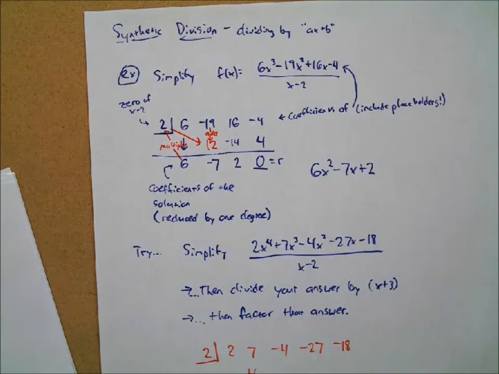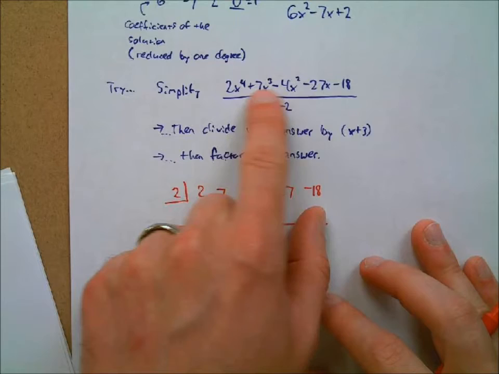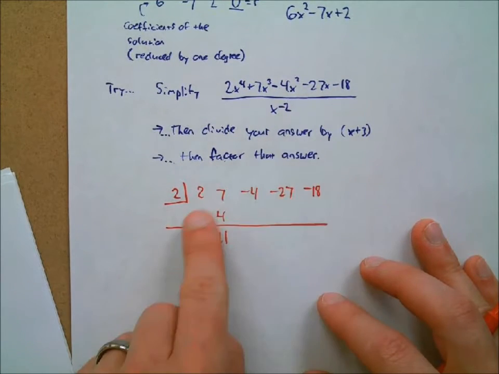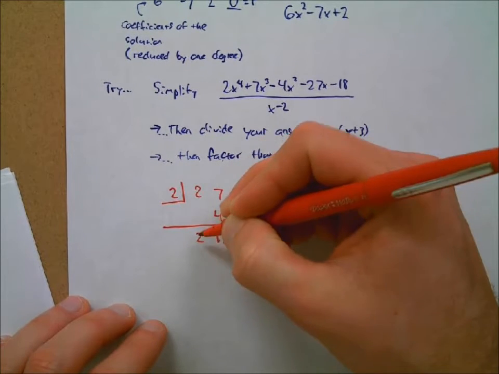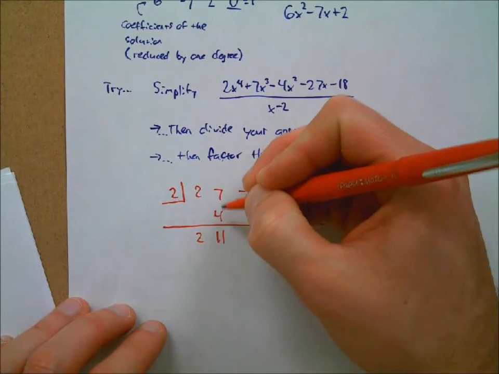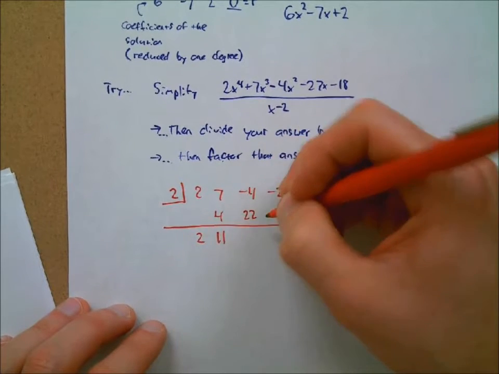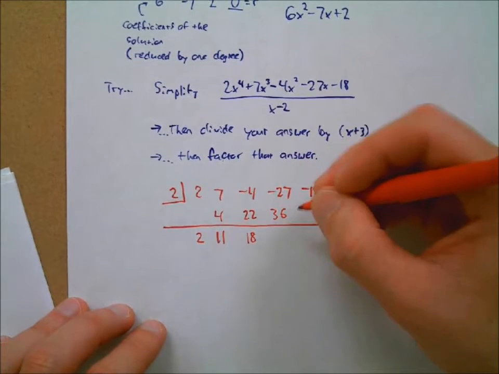Well, all right, so I'll show you this one here. So the same thing, okay? So 2, 7, negative 4, negative 27, negative 18, there they are. We're dividing by x minus 2, so I made it a positive 2 here. I dropped that 2, this 2 goes down, and I did 2 times 2, 4. 7 plus 4 is 11. Okay. I got it. 11 times 2. Adam, where your pen was pointing was confusing me. Okay, you're okay now? Yeah.